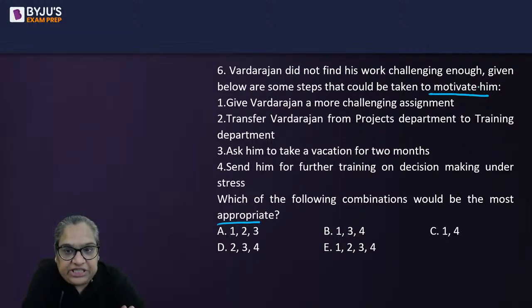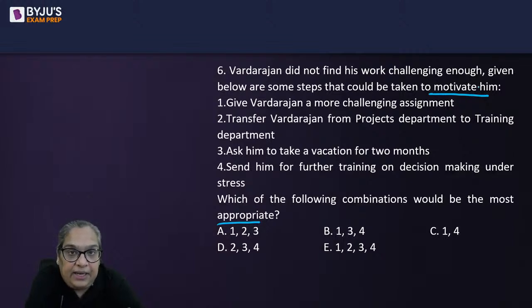He didn't find his work challenging enough. So there are a few steps given to you. Which are the most appropriate? Give him a more challenging assignment. Transfer him from the projects department to the training department. Ask him to take a vacation for 2 months. Send him for further training on decision making under stress.